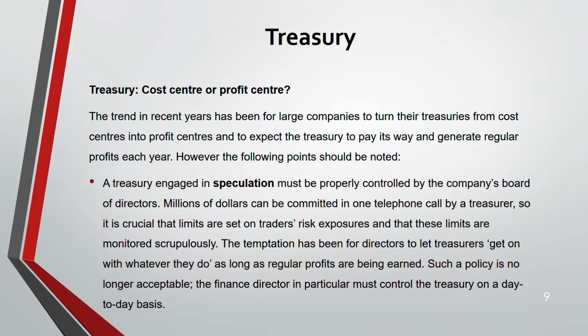Now, the finance director especially must control the treasury on a day-to-day basis. Someone should be over the treasurer to make them accountable. Otherwise, the treasurer could do anything they want because they have all the expertise, which they can use for their own advantage rather than for the company. So, in order to protect the public and the interests of the other stakeholders, the finance director comes into the picture and now controls the treasurer's activity on a day-to-day basis. If they start controlling, it will be difficult for the treasury to operate as a profit center, right?